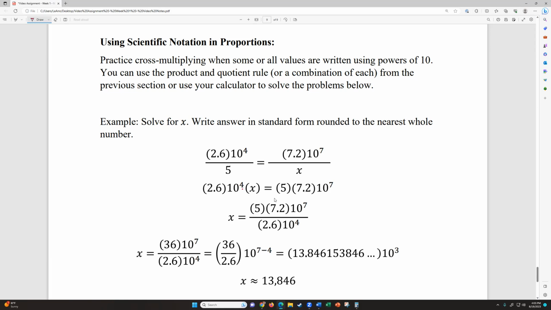And notice I didn't do anything on the other side. I didn't multiply anything out yet. And the reason I do this is because I want you to see that we're really just doing what we practiced in our other class session, where we are using operations with scientific notation.